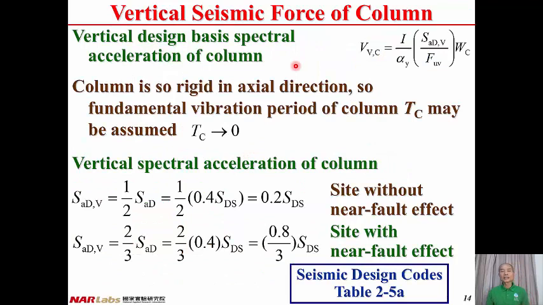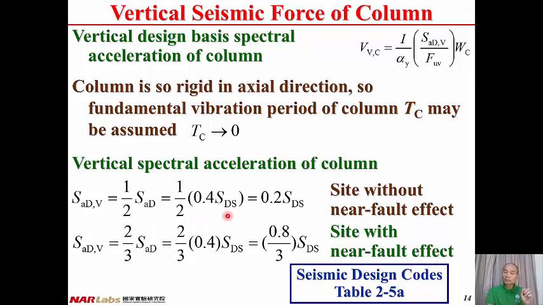In order to find out the design basis spectral acceleration of the column, we have to know about the fundamental vibration period of the column. Because the column is so rigid in the axial direction, the fundamental vibration period in the axial direction can be assumed to be very close to 0. That means it's so rigid that the fundamental vibration period tends to 0. And according to Seismic Design Code Table 2-5A, when the structure is so rigid, SaD equals 0.4 SDS.